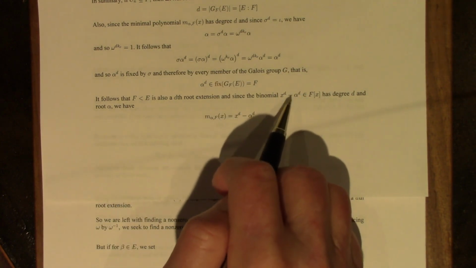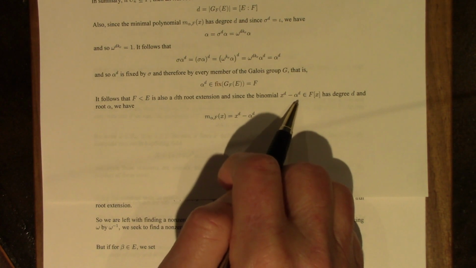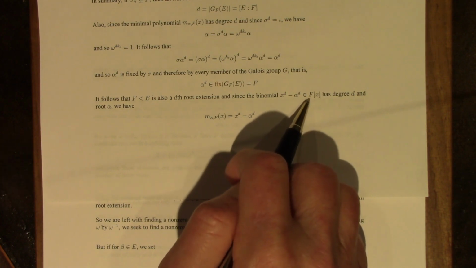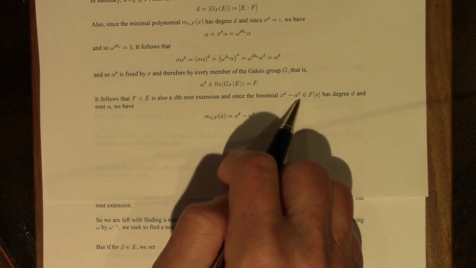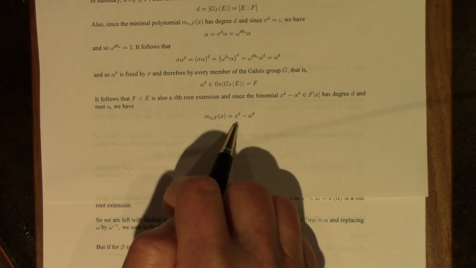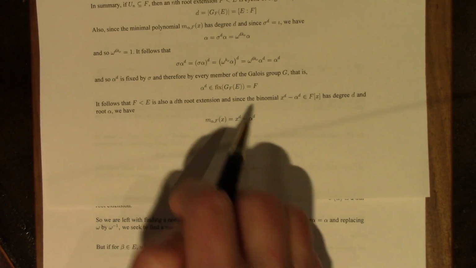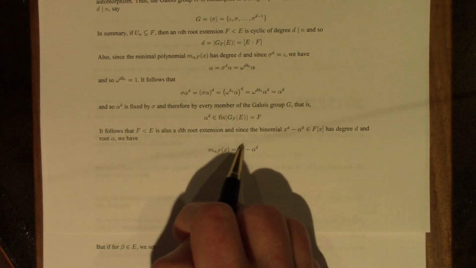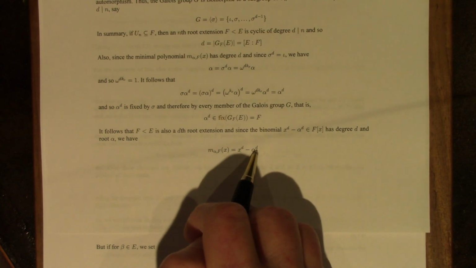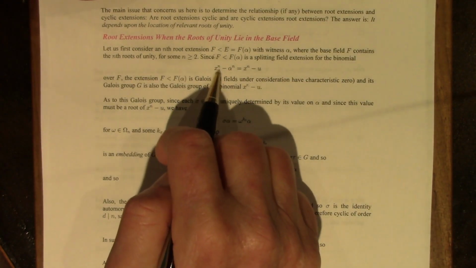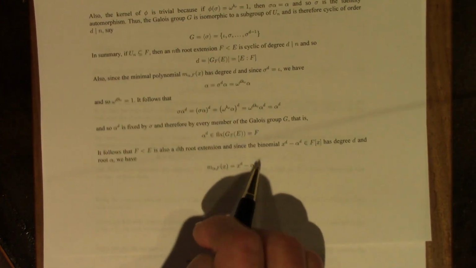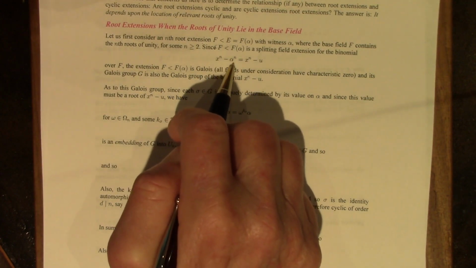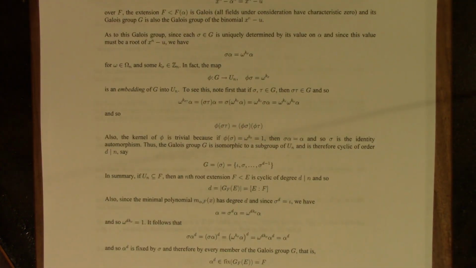And since the binomial x to the D minus alpha to the D now belongs to F[x], it has degree D, it has root alpha, so it is the minimal polynomial. And you can check for yourself that since D divides N, x to the D minus alpha to the D divides x to the N minus alpha to the N. Did I say that right? x to the D minus alpha to the D divides x to the N minus alpha to the N. And that's because D divides N.